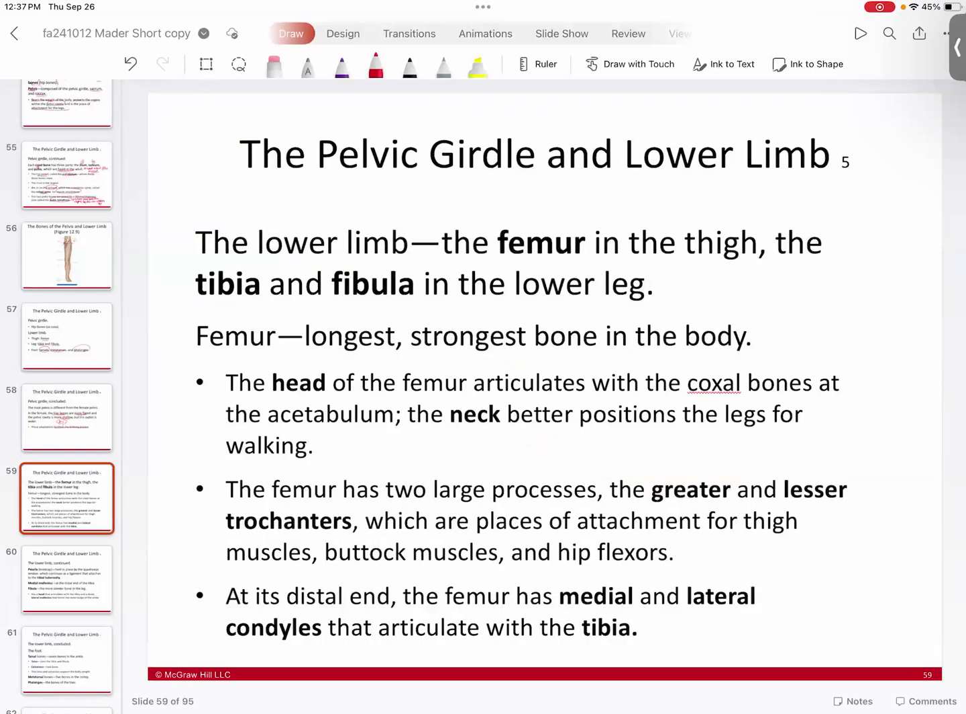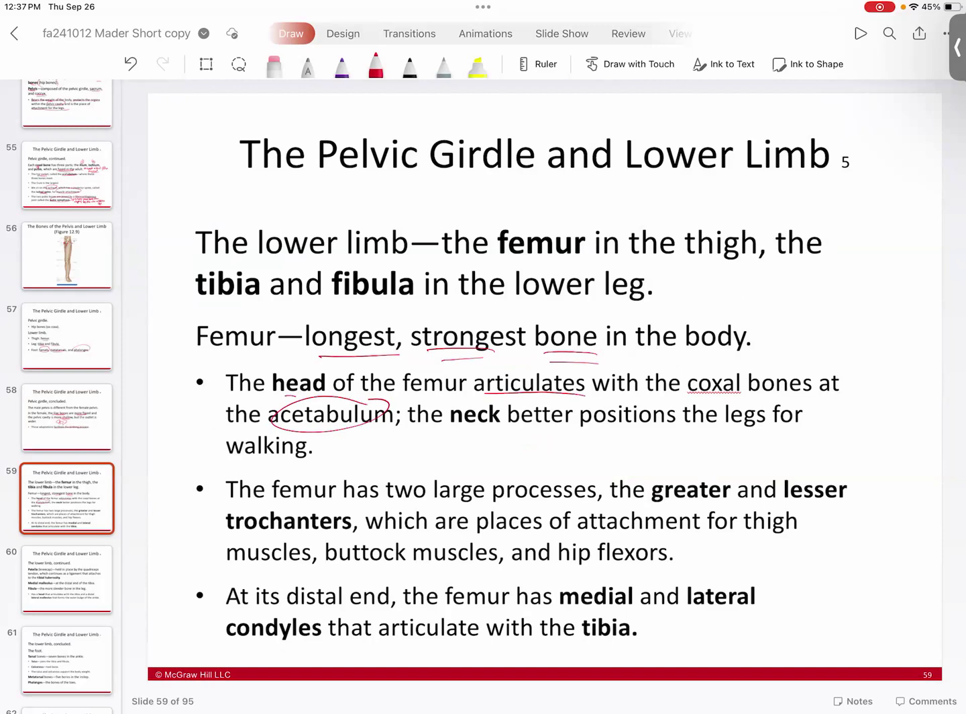So then when we get to the lower limb, we start with our femur, and we'll go to the tibia and the fibula. So the femur is the longest and strongest bone in your body. This is the heavy lifter. The head of the femur will articulate into the acetabulum to create your ball and socket joint. Of course, it's held in there by ligaments and tendons. And so this basically will position you for walking.